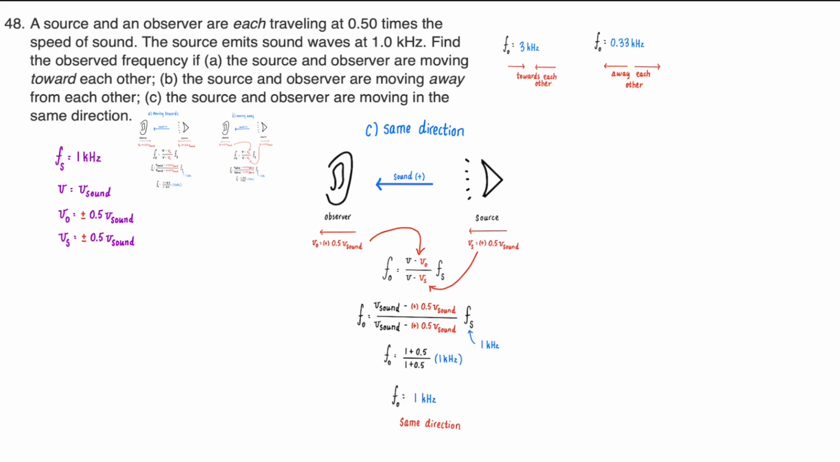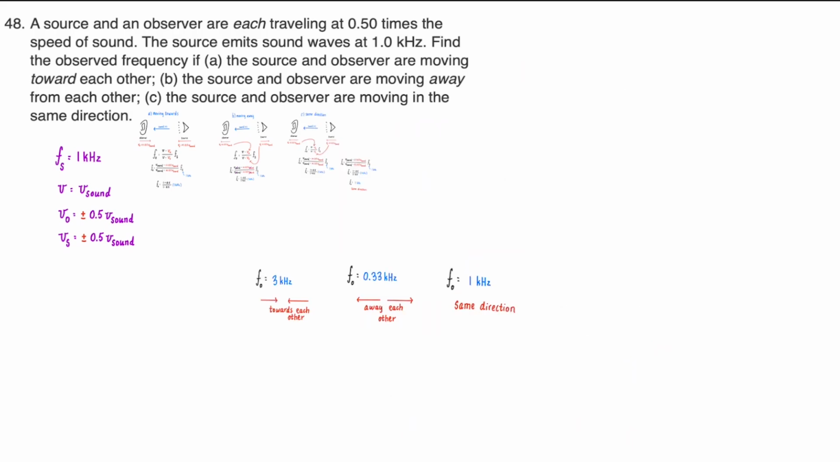Now if the source and observer were moving to the right instead, the two velocities would get assigned negative values. The numerator and denominator would still cancel each other out to give us a factor of 1, and the observed frequency would remain at 1 kHz. So the observed frequency would remain the same at 1 kHz if the source and observer were traveling at the same speed in the same direction. And so our three answers are 3 kHz, 0.33 kHz, and 1 kHz for parts A, B, and C respectively.